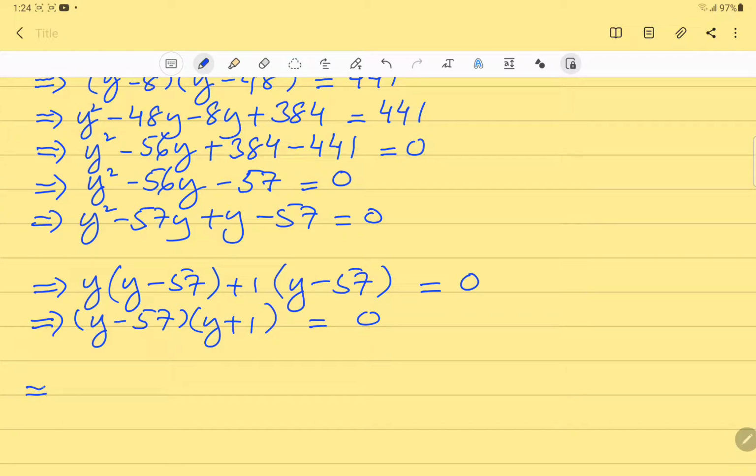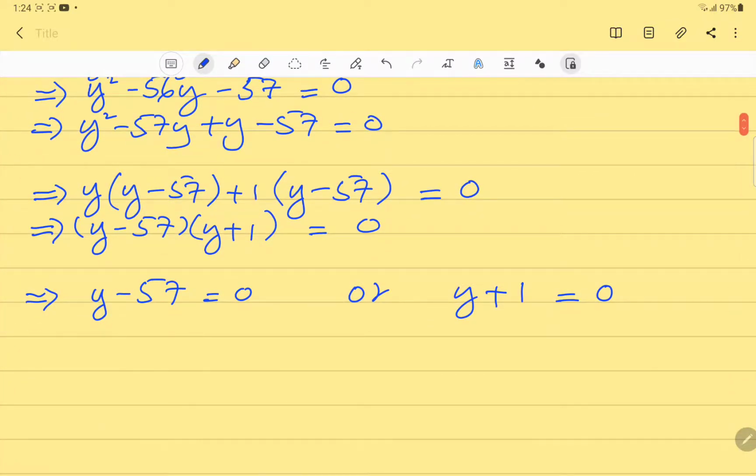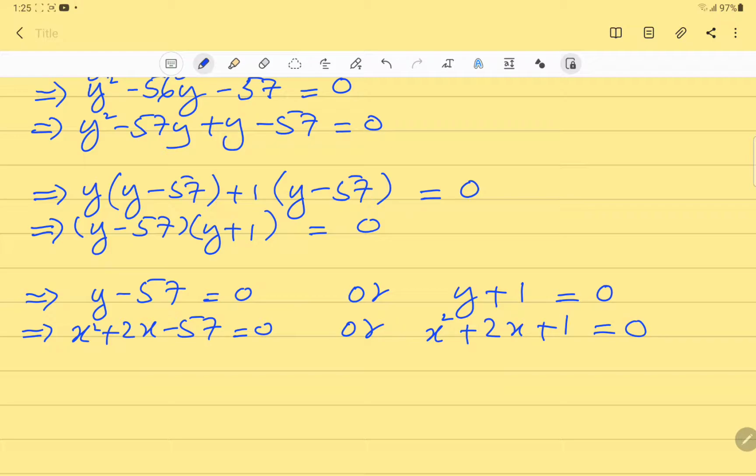So now, either y minus 57 is equal to 0 or y plus 1 is equal to 0. If you can recall, in the beginning of the question we assumed that y is equal to x squared plus 2x. So that value we will bring back. So x squared plus 2x minus 57 is equal to 0, or x squared plus 2x plus 1 is equal to 0.